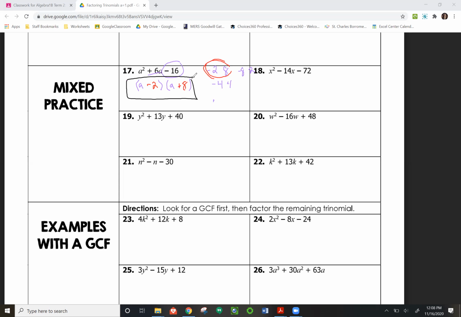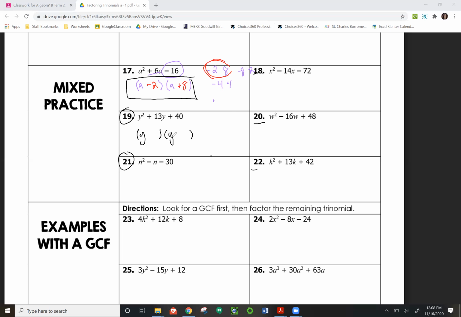Okay, I'm going to do the odd ones here, 19 and 21, and then I'm going to leave 18, 20, and 22 for you. So on number 19, I have a trinomial. There's three terms, so it's going to factor into two binomials, and since the leading coefficient is 1, I'll get to use the shortcut method, and my first terms will just be y. I need two numbers that multiply together to give me 40 and add together to get me 13.